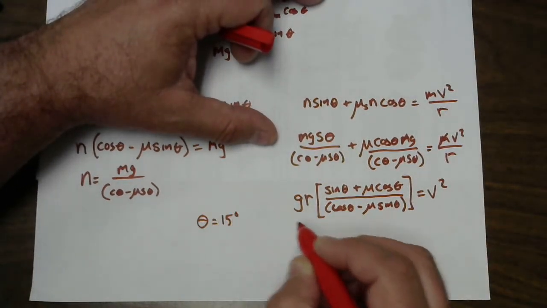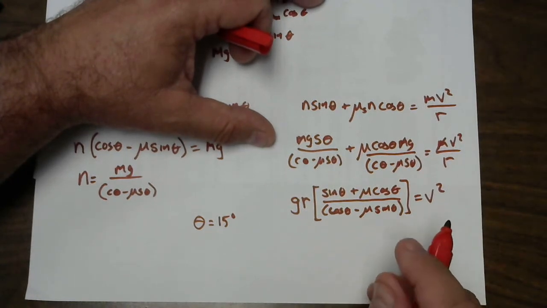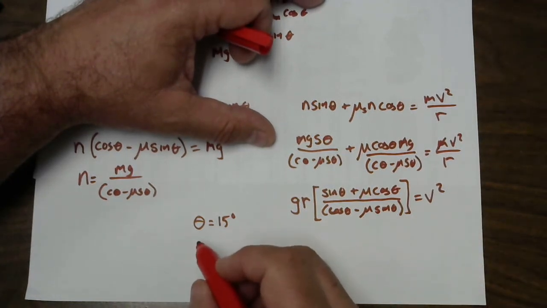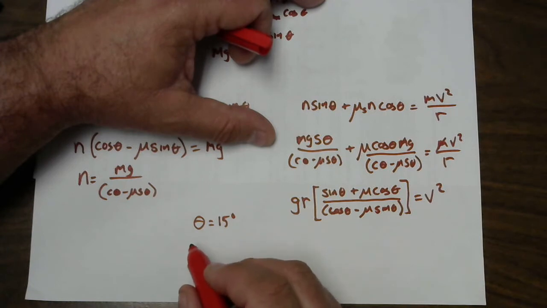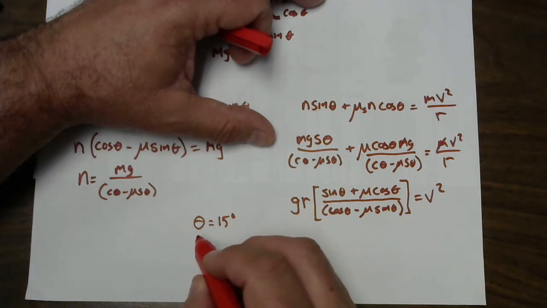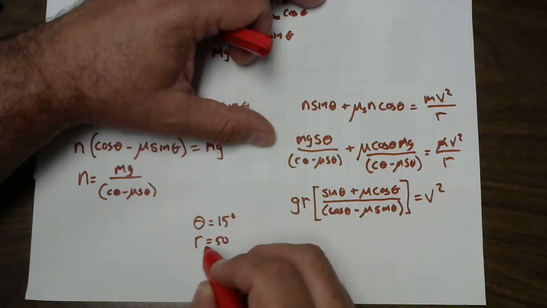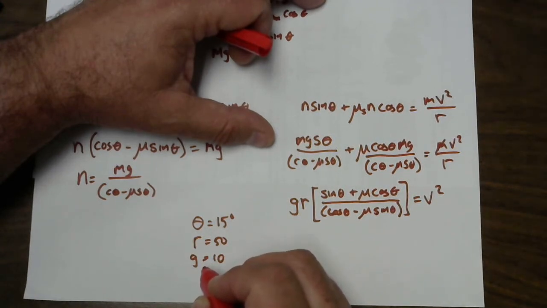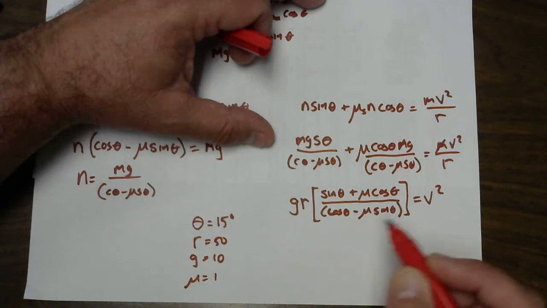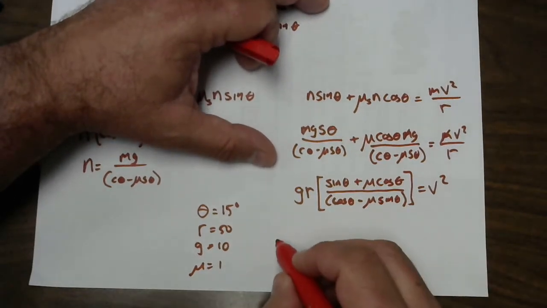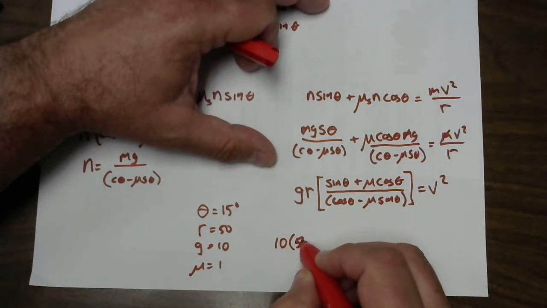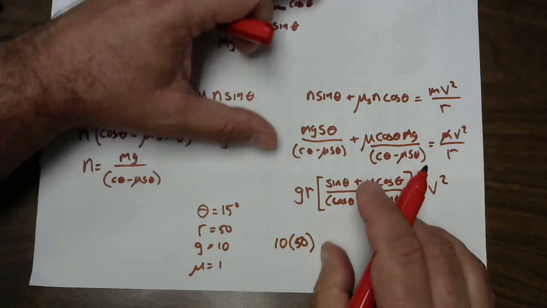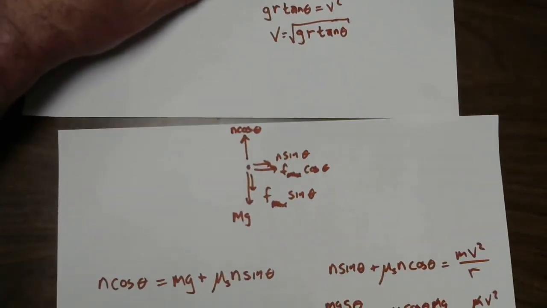All right, let's put in some values that I know. 15 degrees is a pretty good bank for a racetrack, like an oval super speedway style racetrack. We said that R was 50. We know that G is 10. And we said that mu was 1. Okay, cool. Let's put those numbers in. 10, 50.